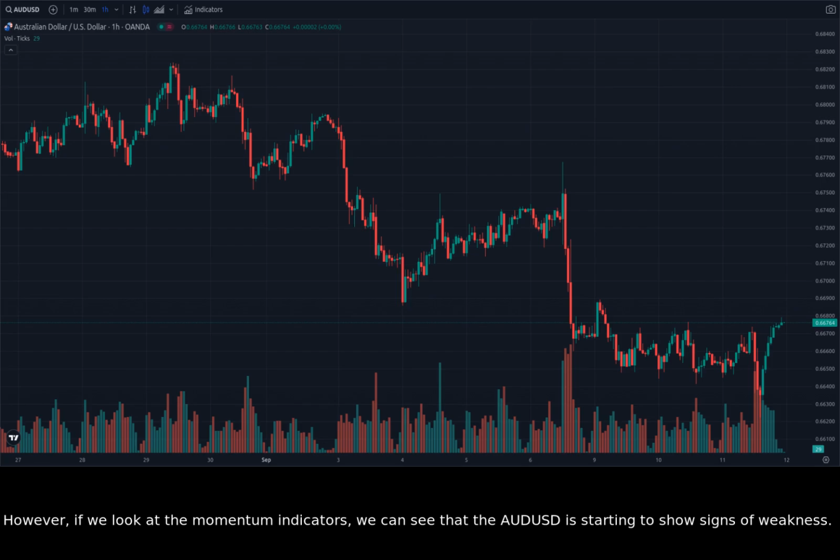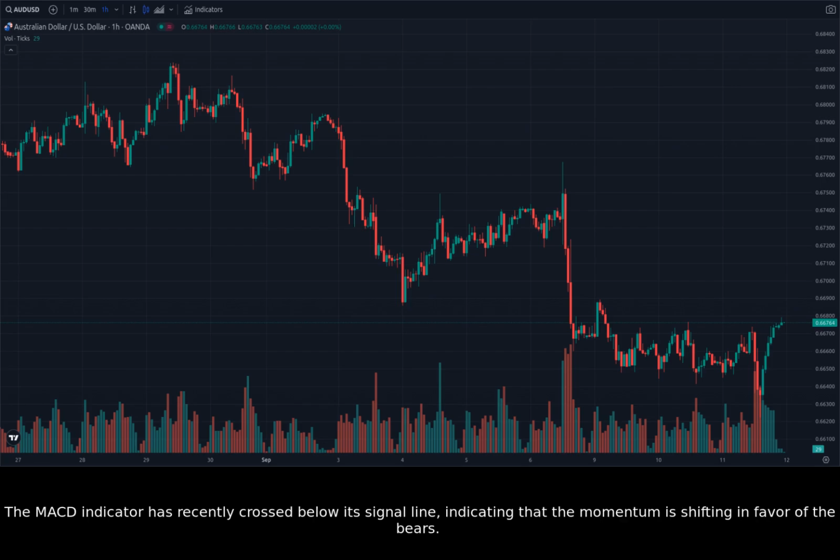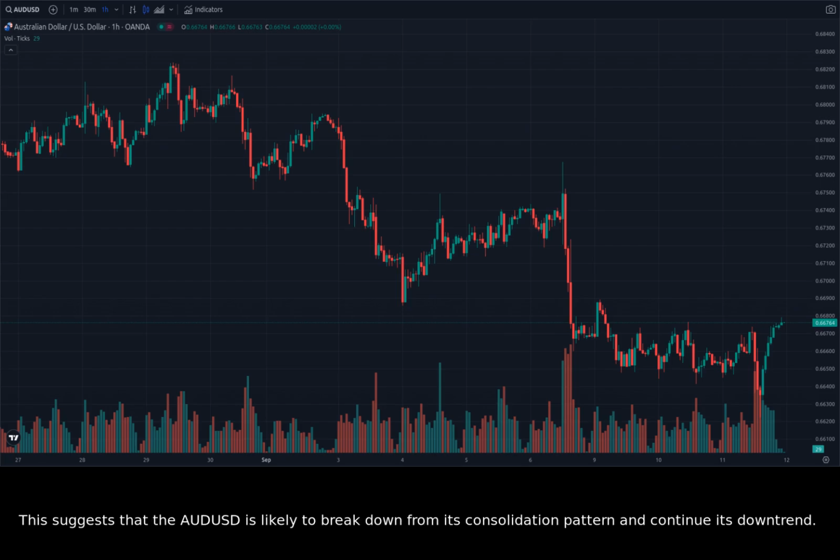However, if we look at the momentum indicators, we can see that the AUDUSD is starting to show signs of weakness. The MACD indicator has recently crossed below its signal line, indicating that the momentum is shifting in favor of the bears. This suggests that the AUDUSD is likely to break down from its consolidation pattern and continue its downtrend.